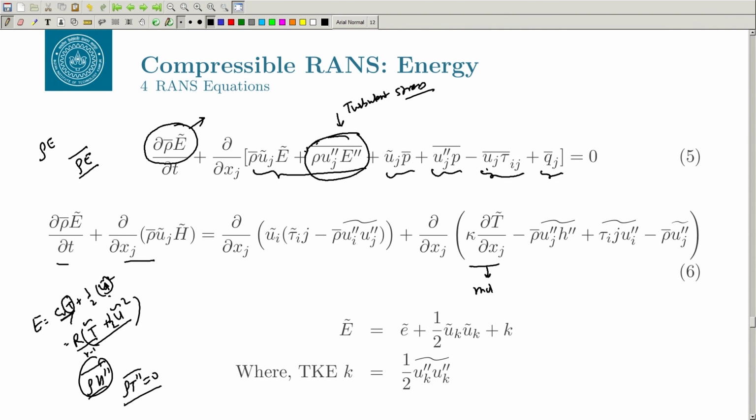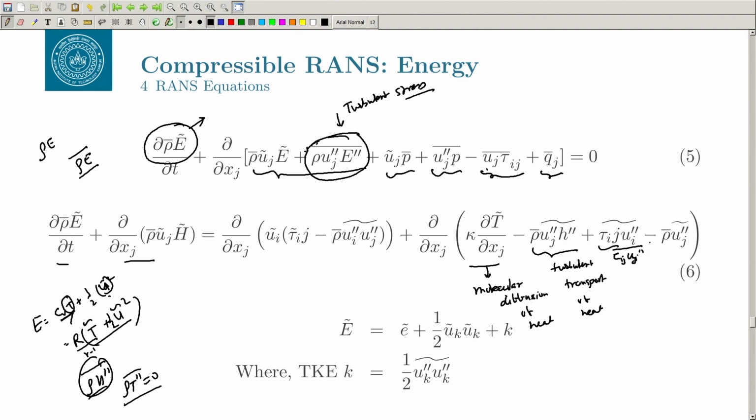This is your molecular diffusion. Please go back and derive it. It's slightly complicated, but you can do it by considering all the decompositions that we have talked about. And this is a kind of turbulent transport of heat, not the diffusion. Okay, this is tau ij u j double prime, right.